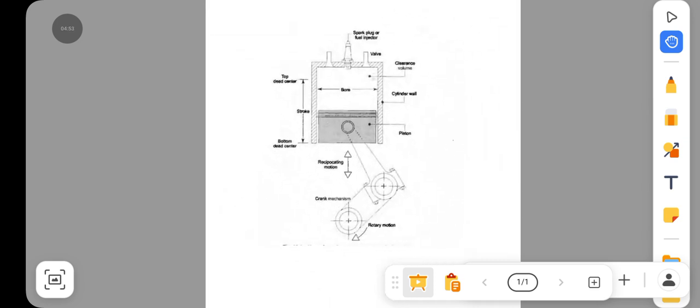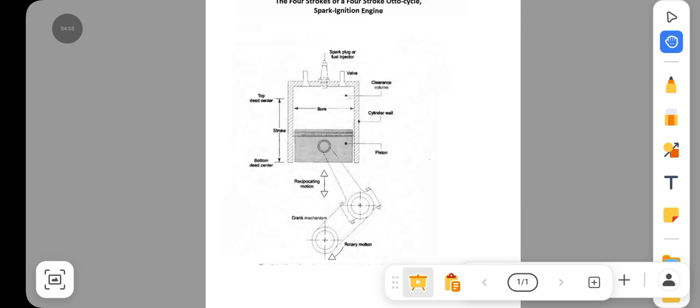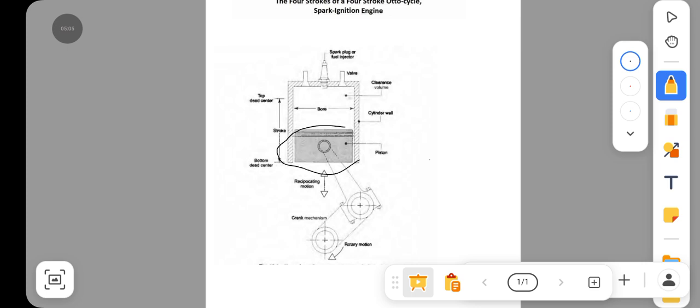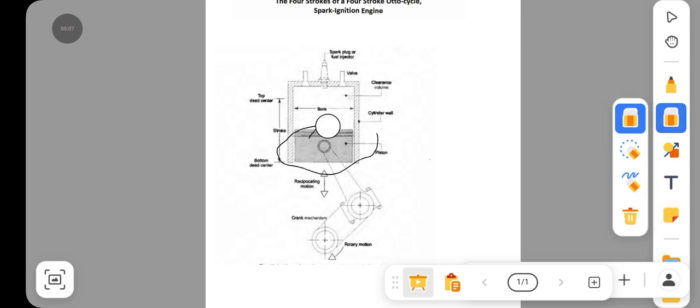Here we see the diagram of our cylinder, our combustion engine. This is our piston, and this is our cylinder wall. Then we have our valve, which allows the entrance of gas and the going out of gas, that is, where we are adding our petrol and the exhaust is coming out.